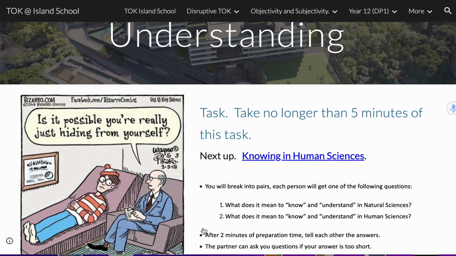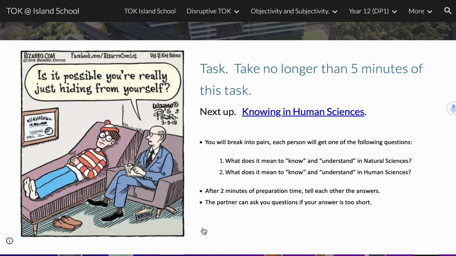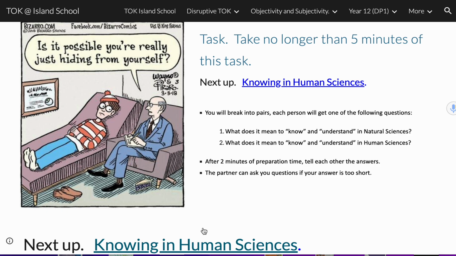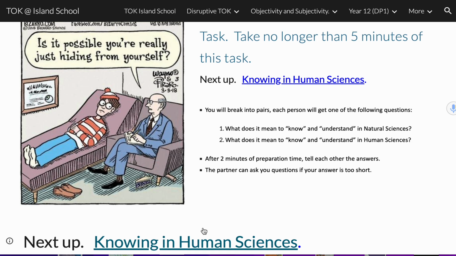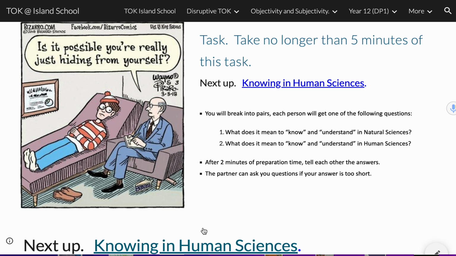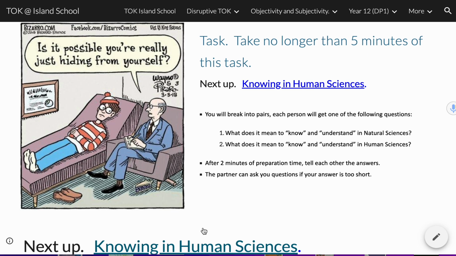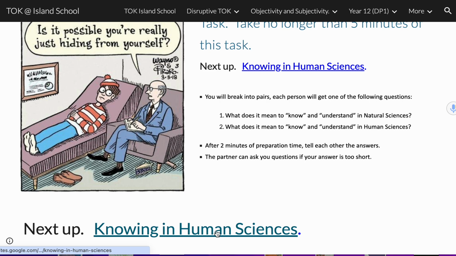So then we went on to think in a little more detail about exactly what knowing is in the human sciences and how it is slightly different when compared to the natural sciences. So we had a little think about Where's Wally, and I quite like that cartoon there. Is it possible you're really just hiding from yourself? That's very much a human science question, not really a question that the natural sciences could answer.